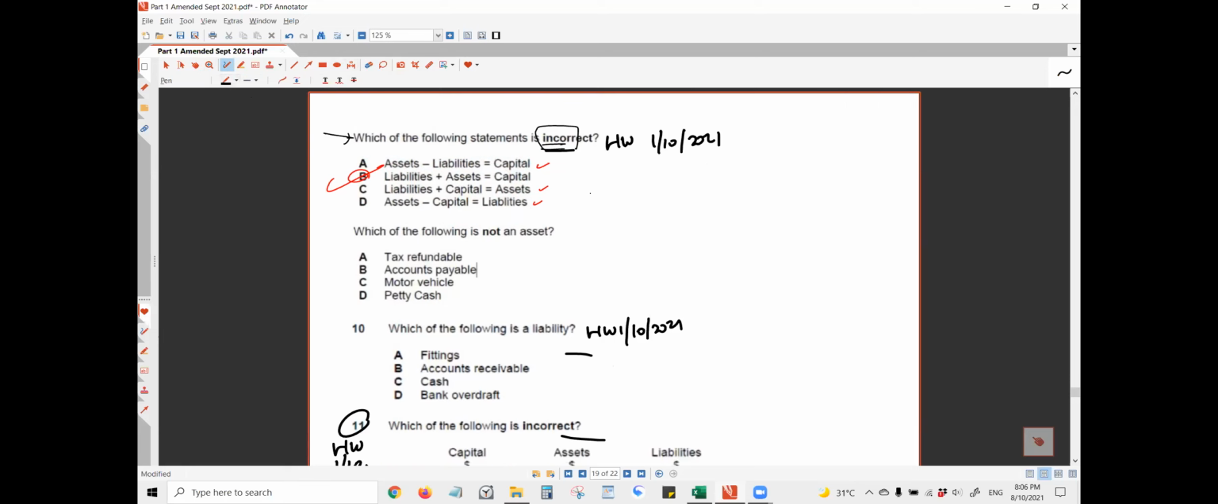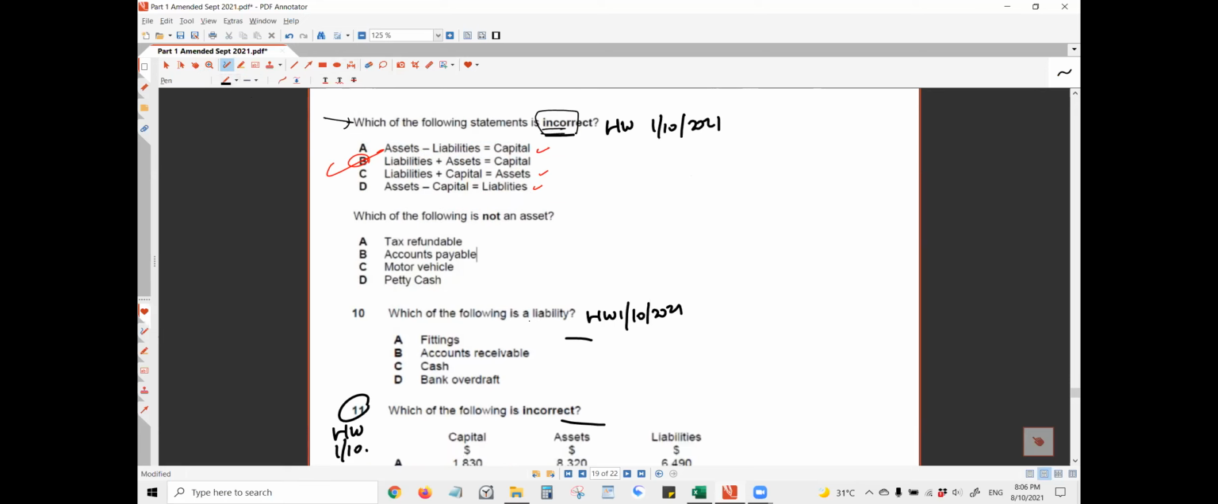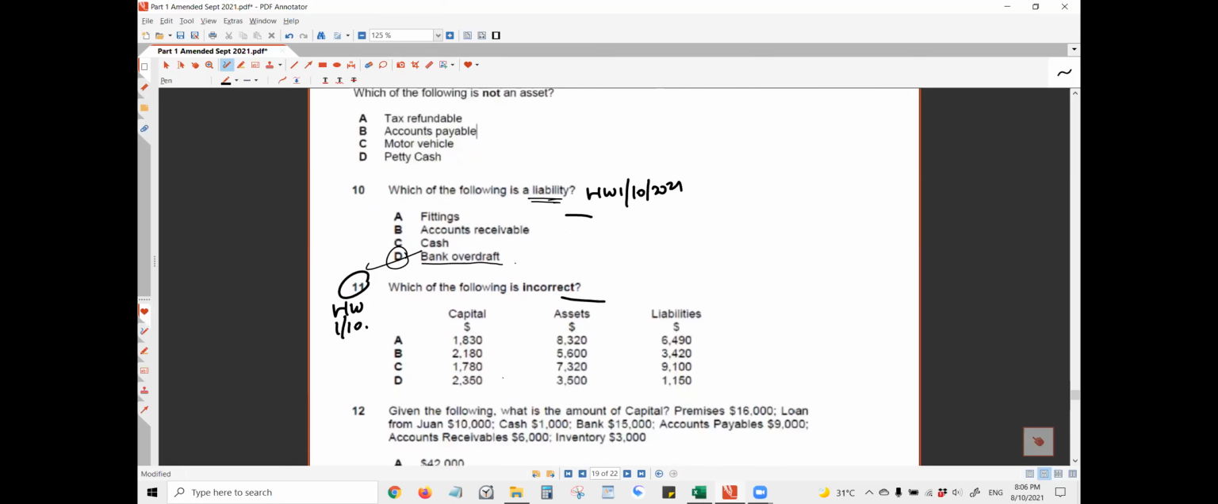Okay. Now number 10, which is a liability. Okay, I know I've not taught you what are assets, right? Today we will go through the two types of assets. Bank overdraft is a liability. That's what I taught you. A negative bank balance, agree? You still owe the bank. Okay, we talked about it last lesson.